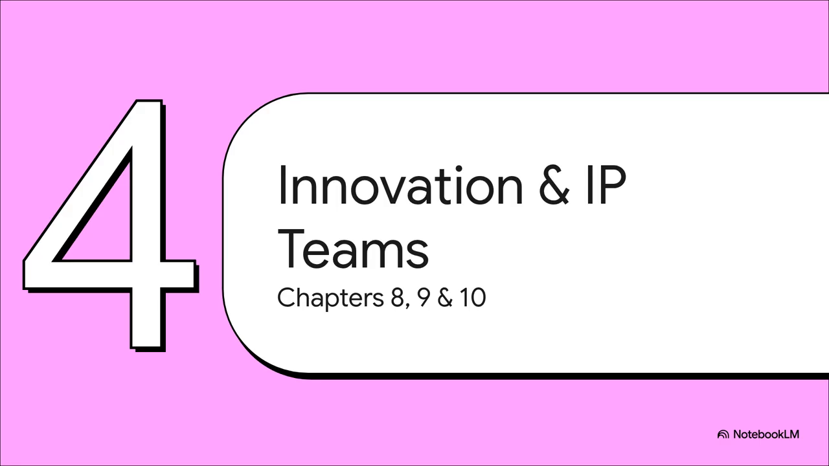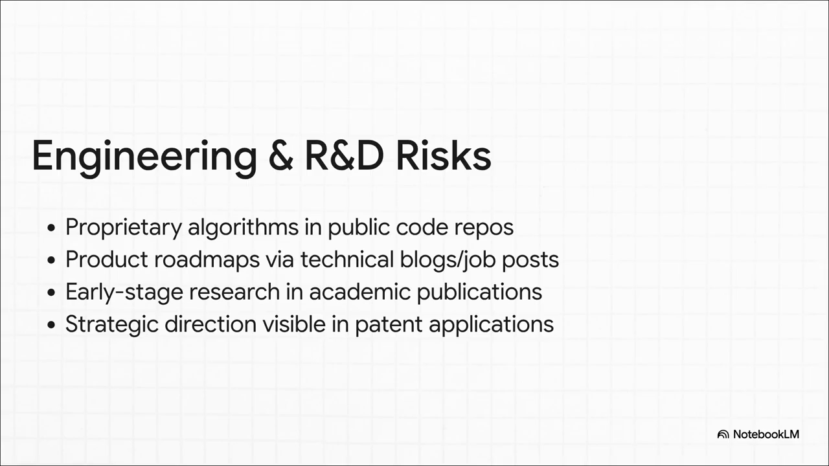This was our look back at chapters 8, 9, and 10. For engineering and R&D, we focused on how the very activities that are meant to foster innovation, like publishing research and filing patents, can prematurely disclose your competitive strategy.